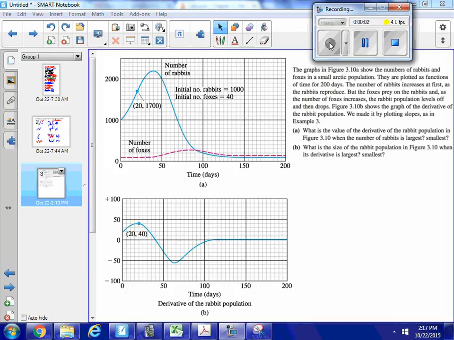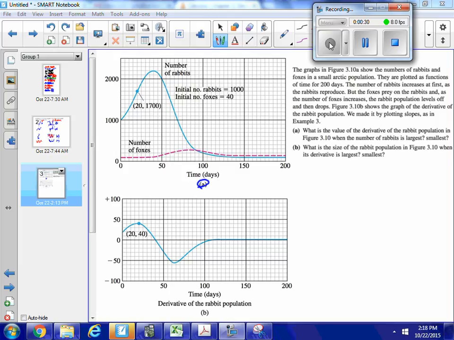Problem number 23 from 3.1 of the book. I'm going to read the problem, even though it's printed right there. It might be hard to read. It says, the graphs in figure 310a, that would be this graph here, show the number of rabbits and foxes in a small Arctic population. And they are plotted as functions of time for 200 days.